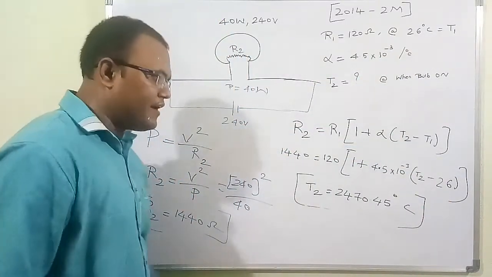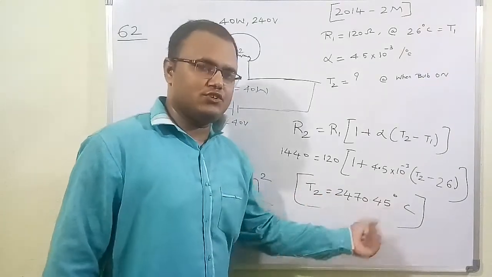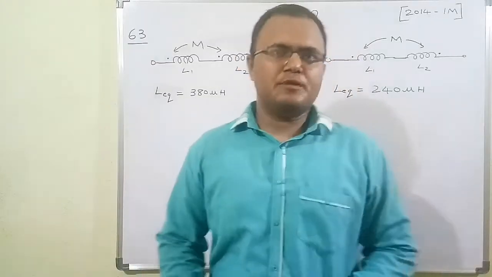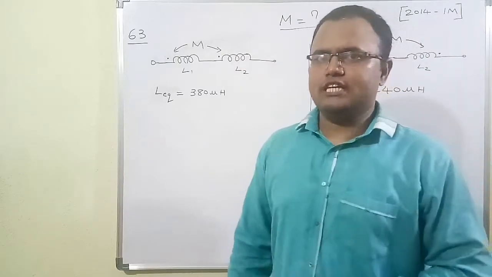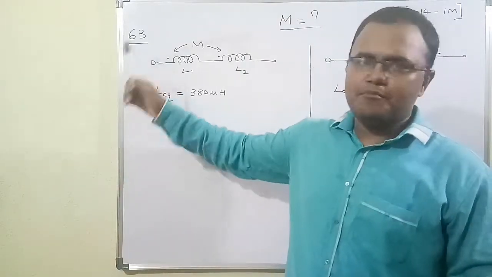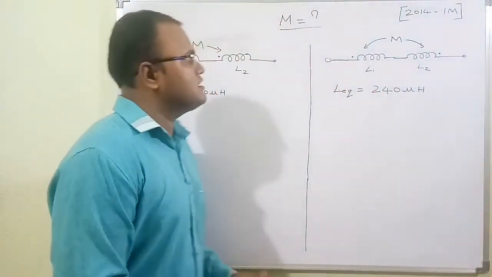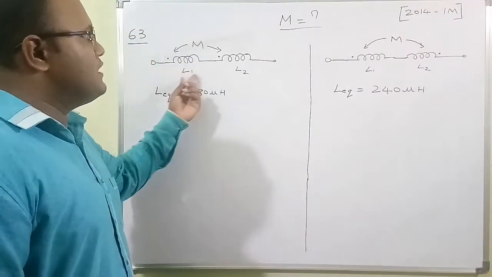This is what we need to find in this question. So this is our required solution. After solving the previous problem, now let's move forward to do another question. This is question number 67, and it says that there are two coils.